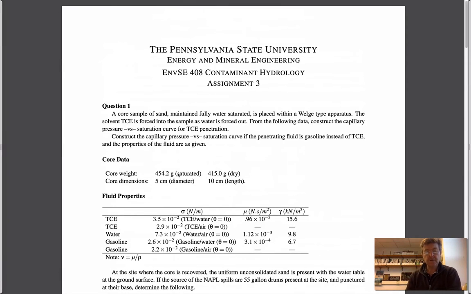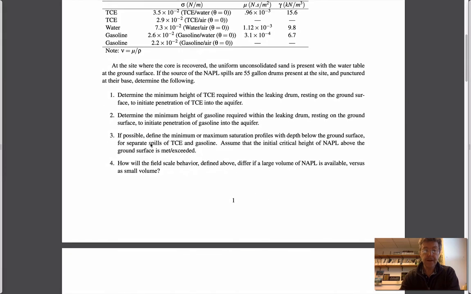Okay, these are pace notes for assignment 3. You are being asked to do some calculations later on. The calculations are to talk about what is the entry pressure to get TCE out of the leaking drum into an aquifer, to do it for gasoline, and to also calculate something about the saturation profiles as you go down within the system.